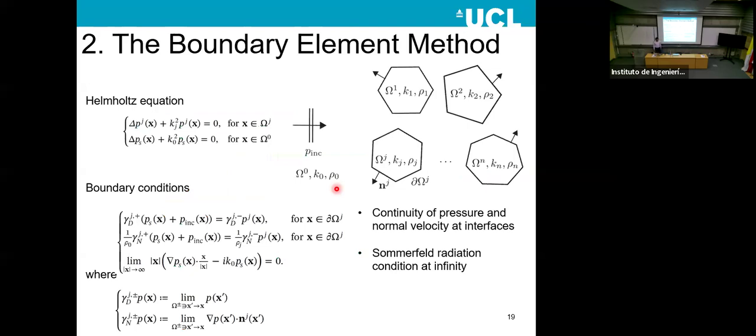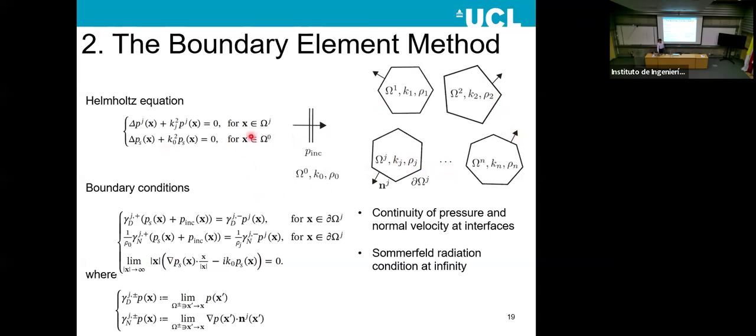So this shows you one of these scenarios that we're able to model in OptimUS. So what's happening here is we have an incident pressure field. Here it's a plane wave, but it can be anything you want it to be. And here you've got these penetrable objects, which are closed manifolds.